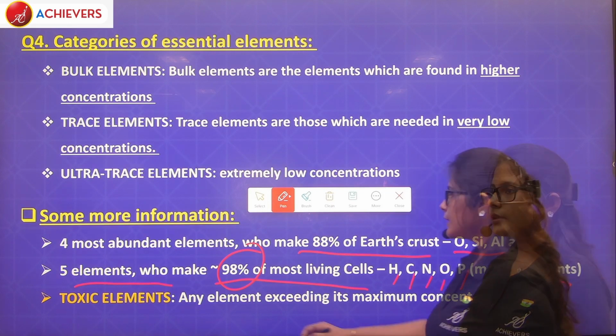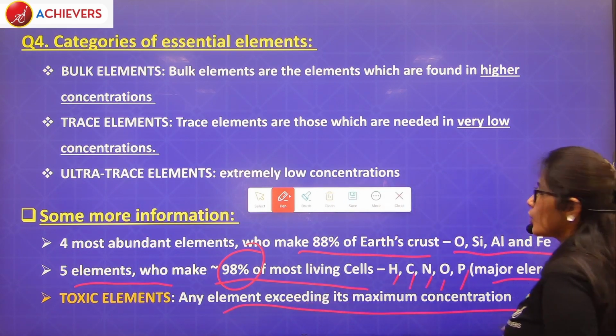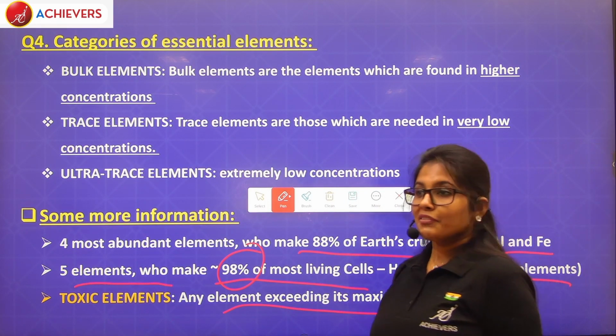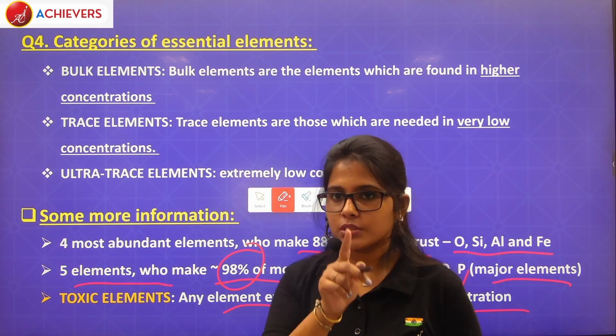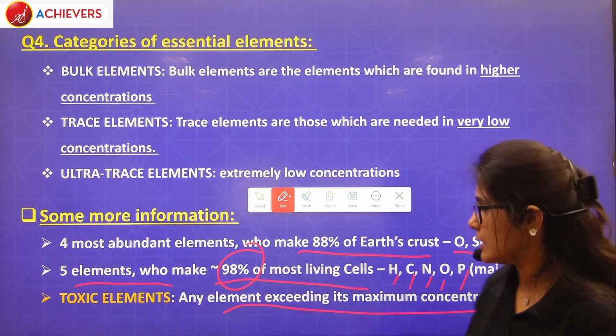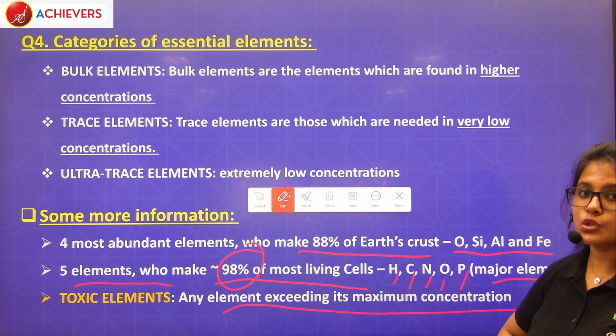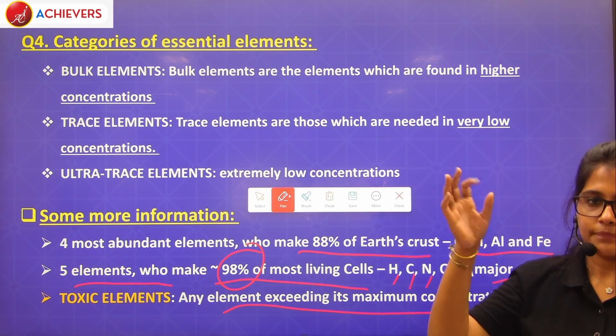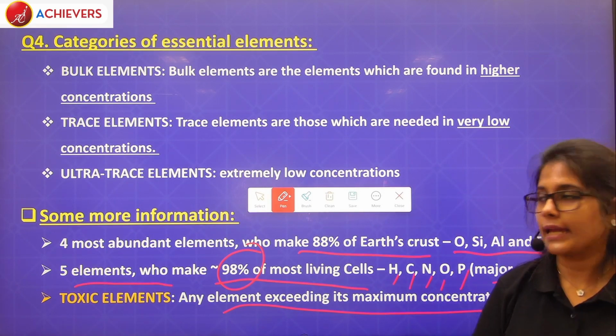Toxic elements क्या होता है? Any element exceeding its maximum concentration. We will have a look at a graph actually, जिससे आपको ये बहुत अच्छी तरीके से समझ में आएगा कि जो भी maximum concentration के যদি ছাড়িয়ে যায় তাহলে সেটাই হচ্ছে গিয়ে আমাদের toxic element.